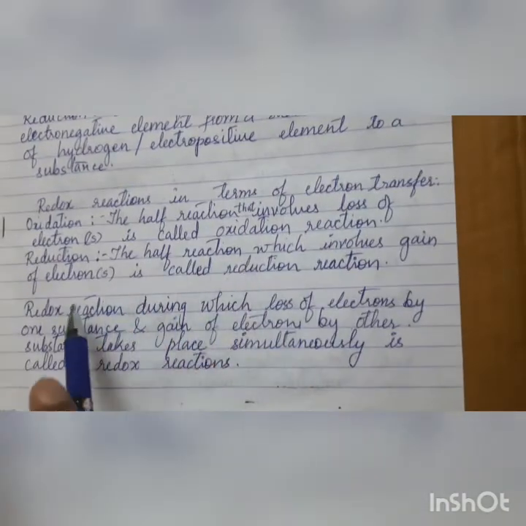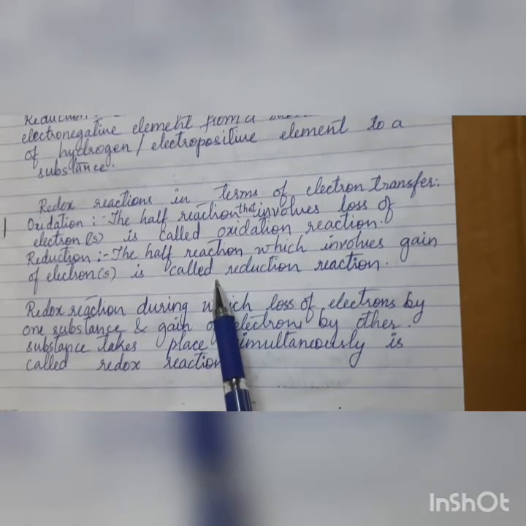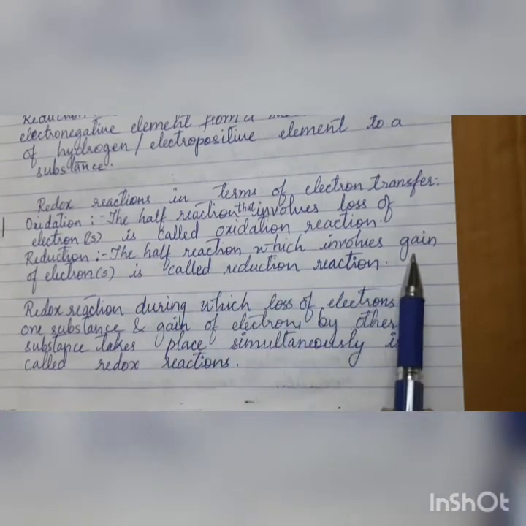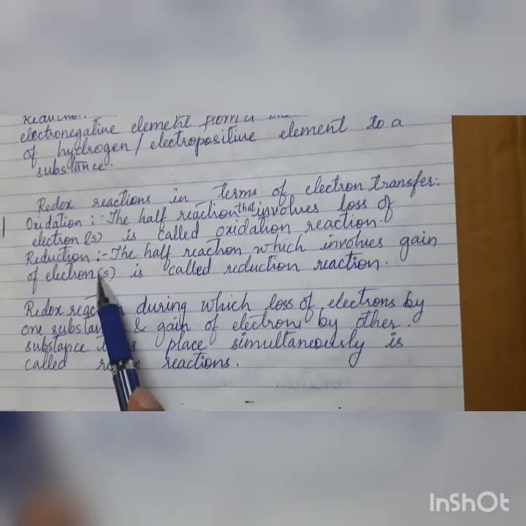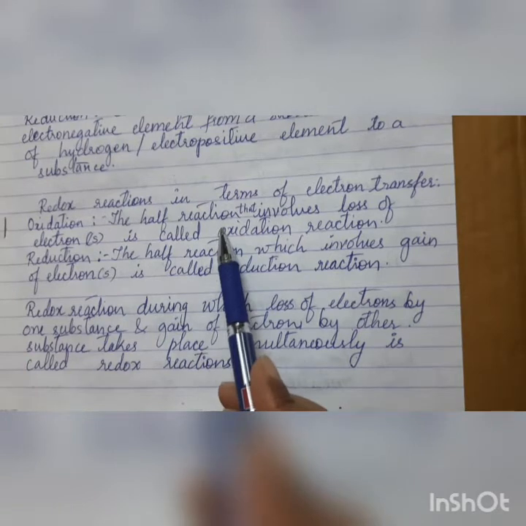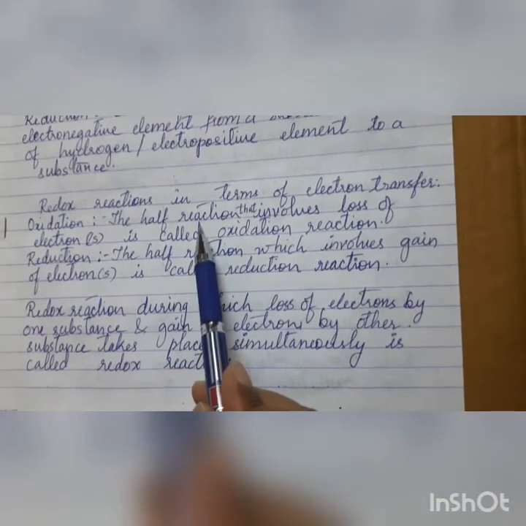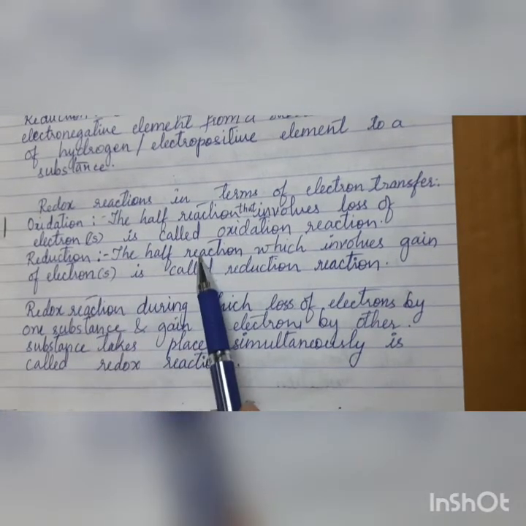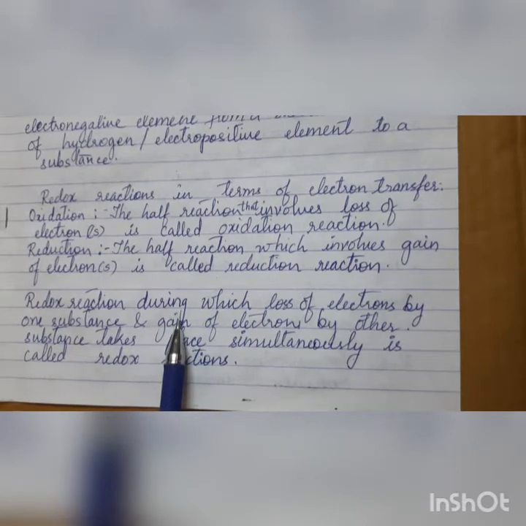Meanwhile, the reduction half means the half reaction where it involves the gain of electron, means the shopkeeper is gaining the currency. So reduction means there is gain in the electrons. So that is nothing but what we call the reduction. So remember about oxidation, exactly opposite is the reduction. Oxidation means loss of electron. Reduction means gain of electron. Then coming to the redox reaction.